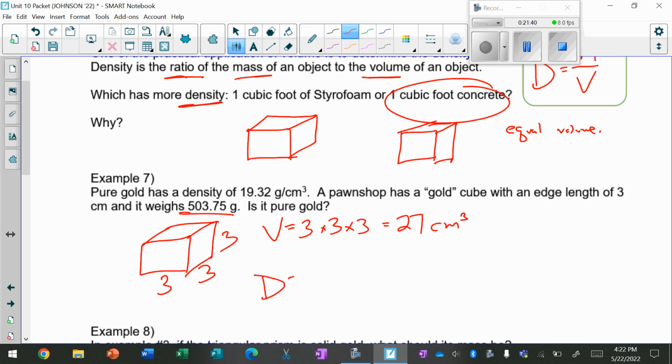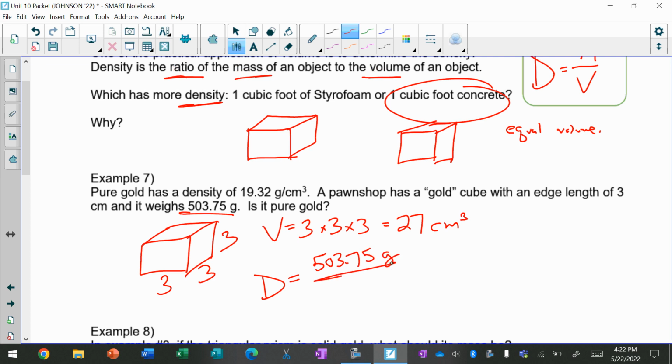So the density of this cube is the mass of the cube, 503.75 grams, divided by its volume. And so what we want to see is, does this fraction equal 19.32? If it does, it's pure gold. If it's not, it's something less than pure gold.